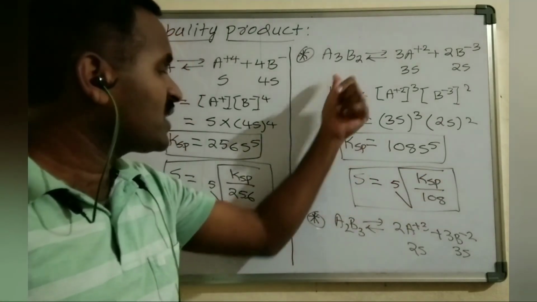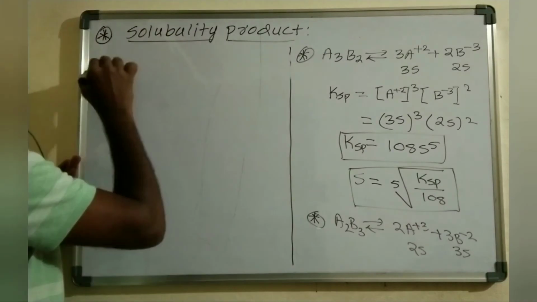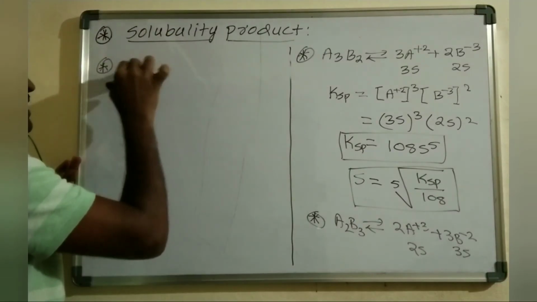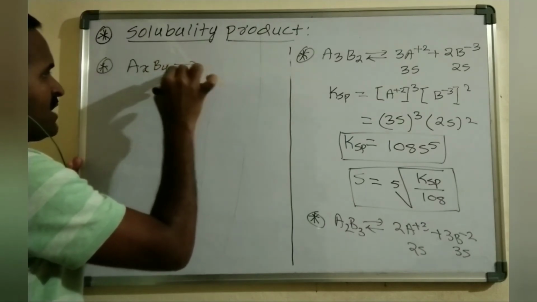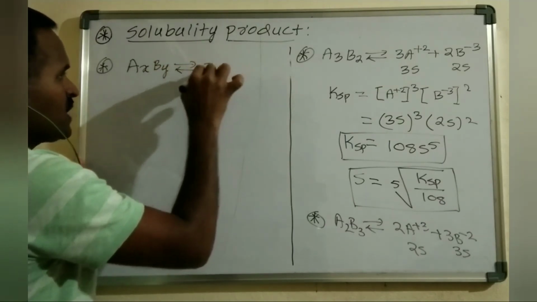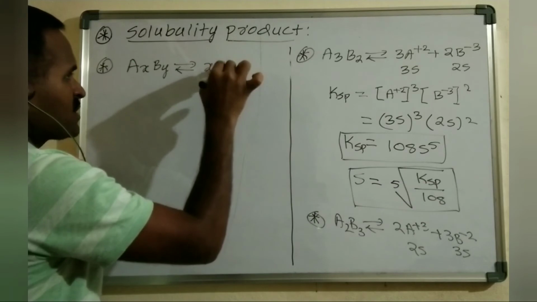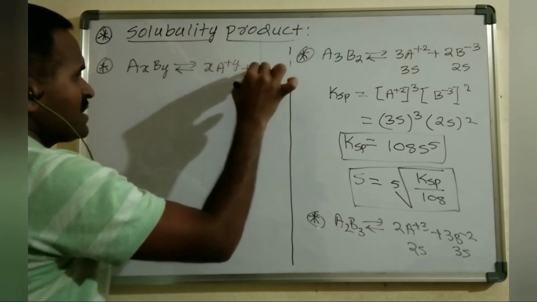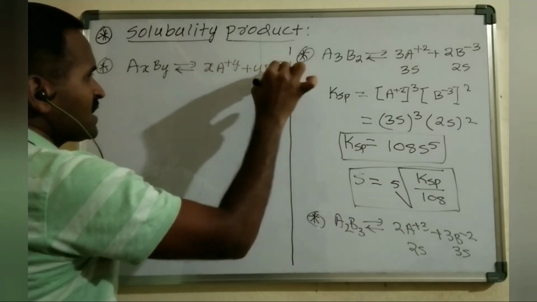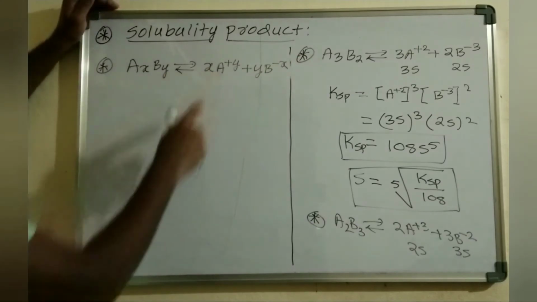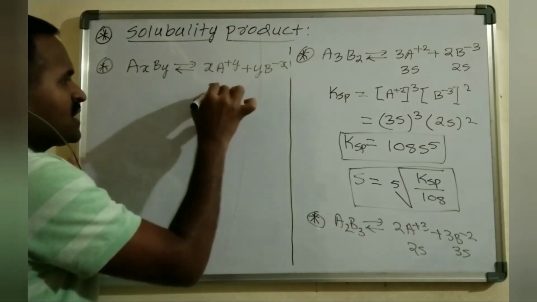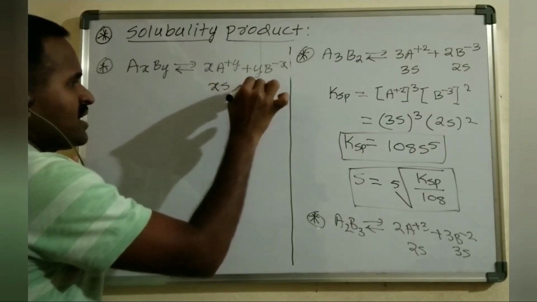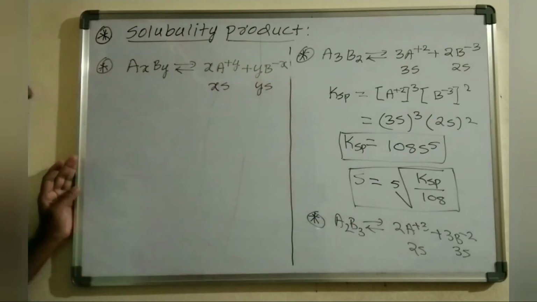For this also, it will be the same general form, like an AxBy type of electrolyte. AxBy type of electrolyte will dissociate into x A^y+ and y B^x-, right? You can take the solubility of the first as xS and the second as yS, right?